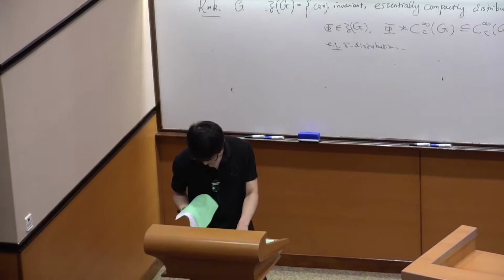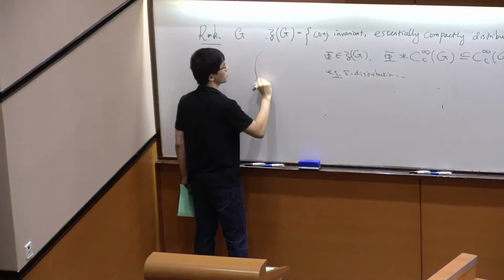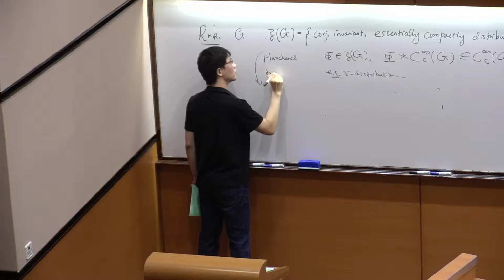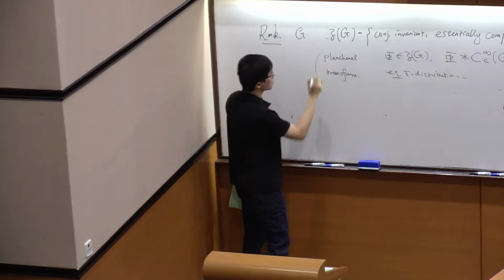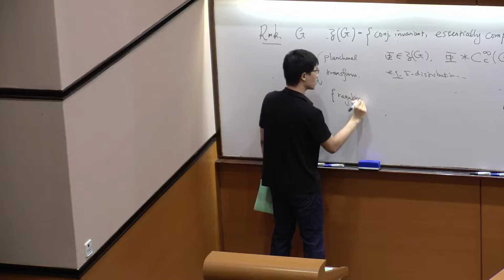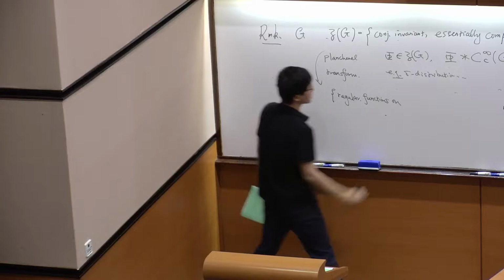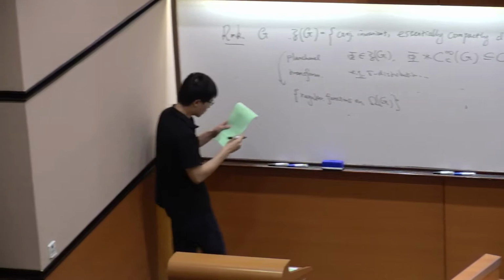Then it's proved by Bernstein that if you apply the Plancherel transform to this distribution, then it gives you an isomorphism between the center and the regular functions on the Bernstein variety that we have just said. And here, let me briefly remind you what the Bernstein variety is.